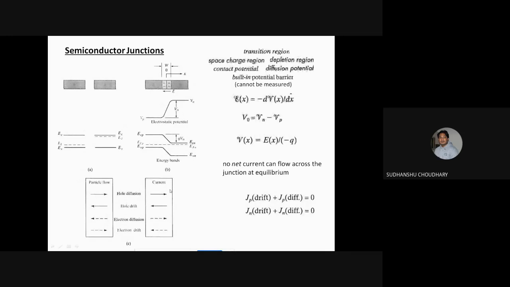And then we also talked about the diffusion of carriers and also the drift of carriers through this junction. At equilibrium, since drift and diffusion balance out each other, the current due to both drift and diffusion of holes and electrons should be zero at equilibrium. Right? Now let us extend our discussion from here.